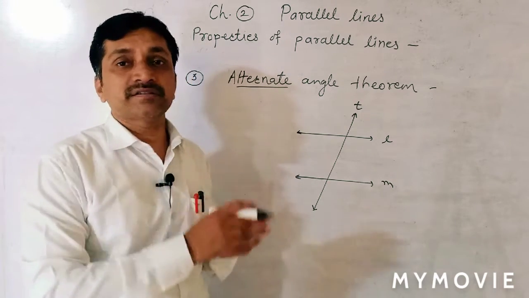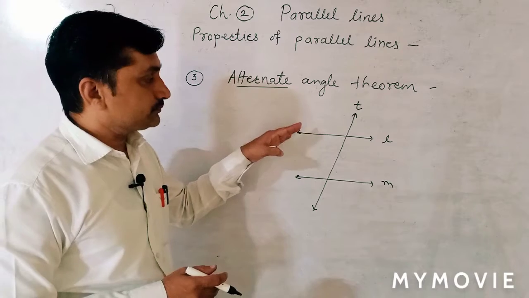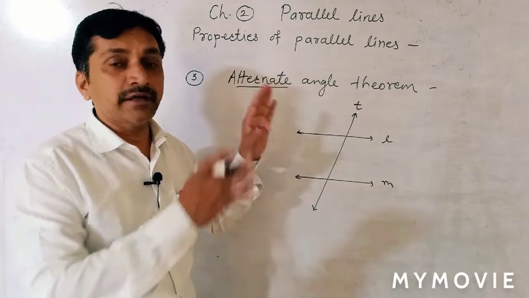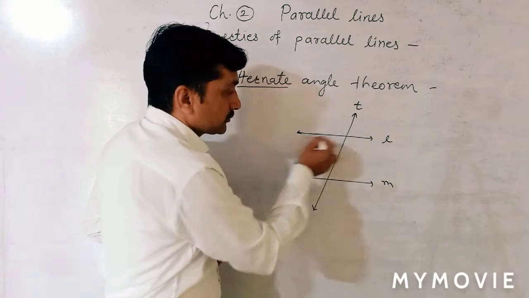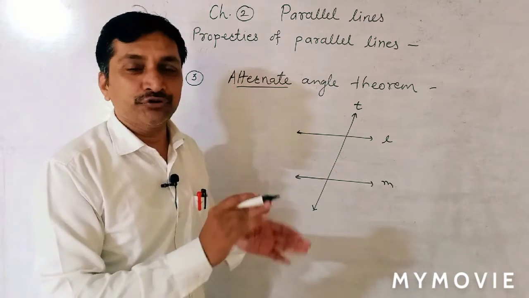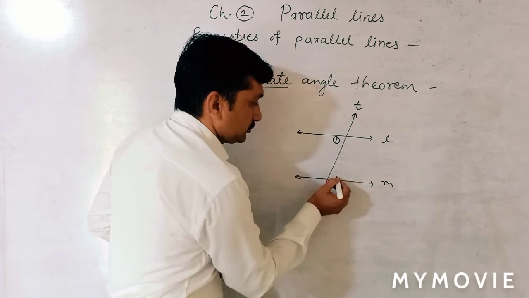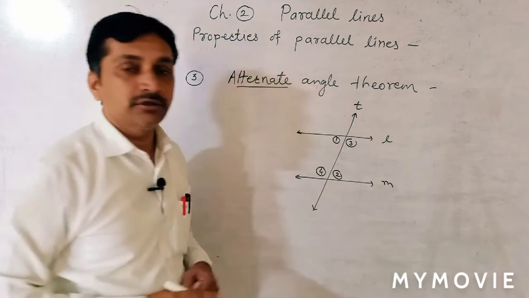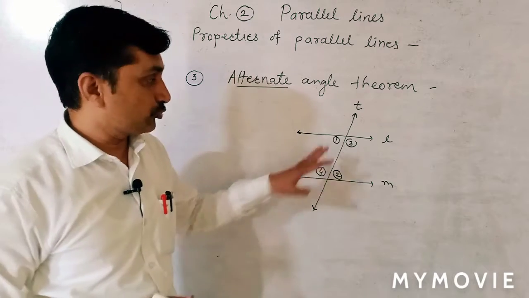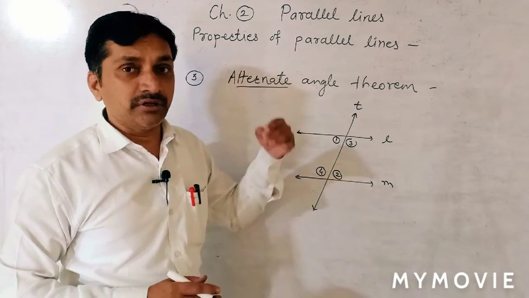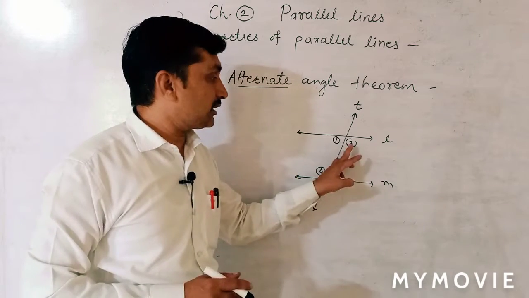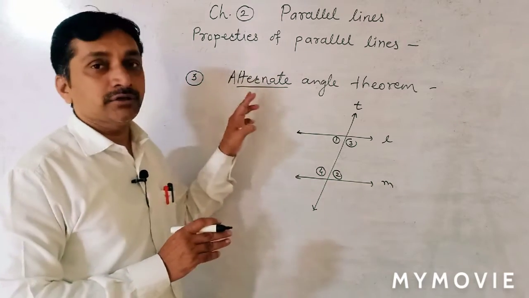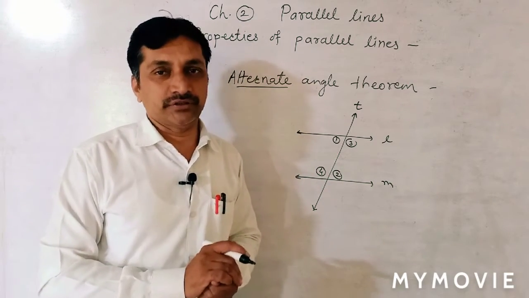But where do these angles lie? There are two types of alternate angles, interior alternate and exterior alternate. Interior alternate angles lie between the parallel lines and on opposite sides of the transversal. Here 1, here 2, here 3 and here 4, these 4 are interior angles. But if we say interior only, then they are on the same side of the transversal. Alternate angles will lie on opposite sides of the transversal.